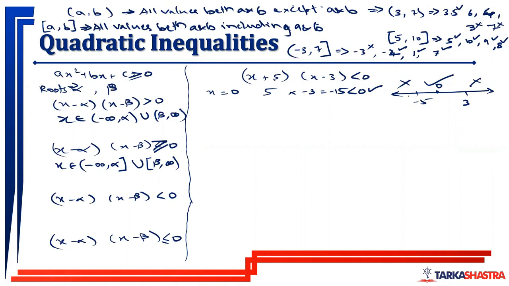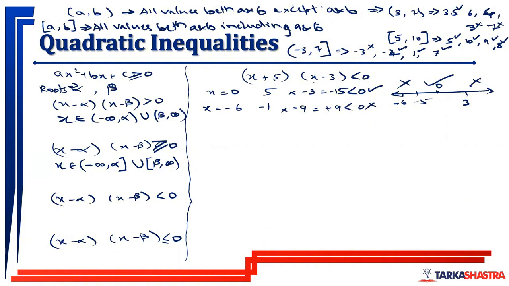Okay, let us try. Let us say if I put x is equal to minus 6, which is in this range, minus infinity to minus 5. If I put x is equal to minus 6, this will become minus 6 plus 5 is minus 1, multiplied by minus 6 minus 3 is minus 9, which is positive 9. Positive 9 less than 0? No. That is where it is not satisfying the inequality.